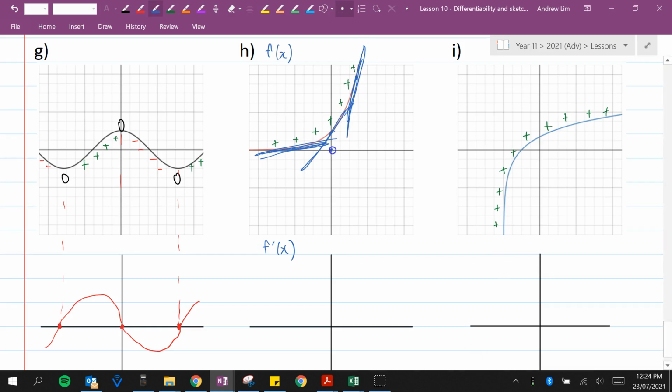Now, let's say to the left of x equals 0, it's really, really flat, which means the gradient is very close to 0. So to the left of x equals 0, very close to 0. Then it's getting steeper at this point. So the gradient is going to be more than 0. Let's just say it's here. At this point here, it's even steeper. So that means it's going to be even further away from 0.